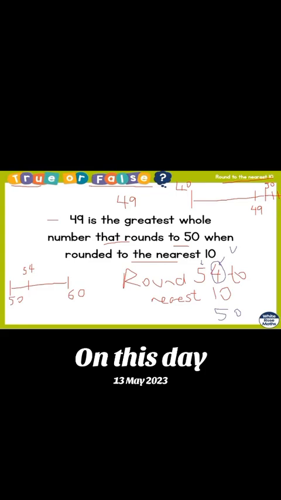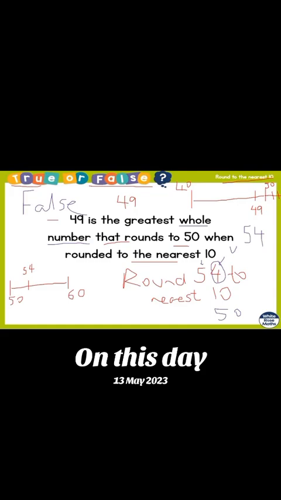But the answer to this question is actually false, because the largest number that rounds to 50 to the nearest 10 is actually 54. Yeah, it's looking at the greatest whole number. Whole number means integer. So 54 is actually the greatest whole number that rounds to 50 when rounded to the nearest 10.